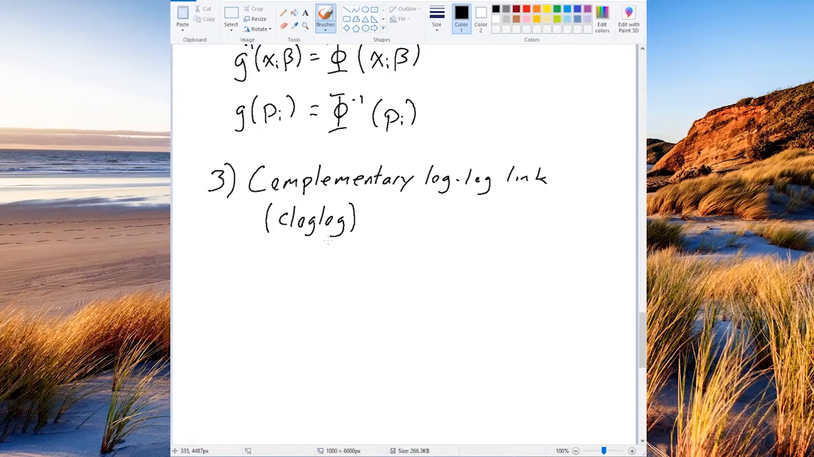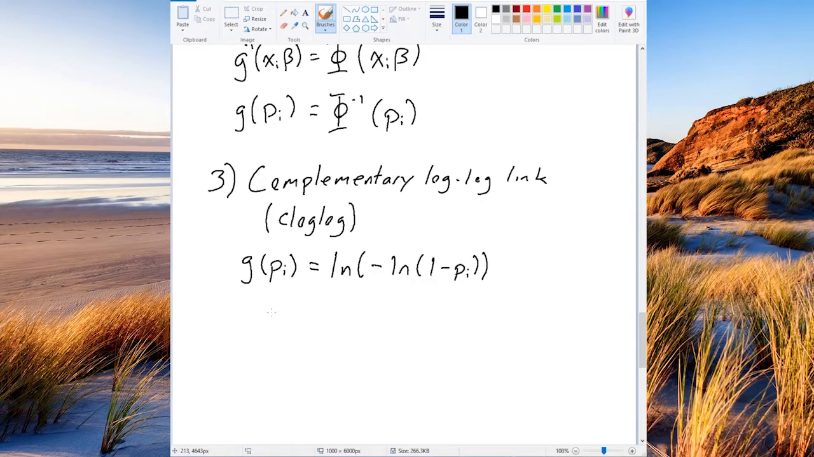So how does this guy work? I'm going to give you G of pi here because it makes the name of this make a little bit more sense. So what is G of pi? G of pi is natural log of minus natural log of 1 minus pi. And that gets us back to x beta.